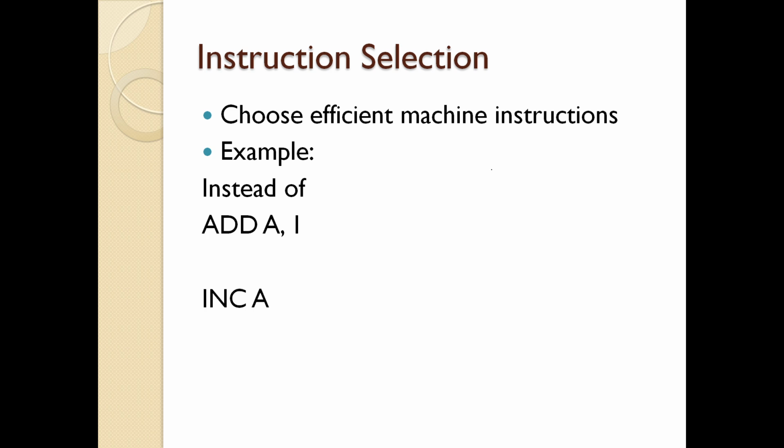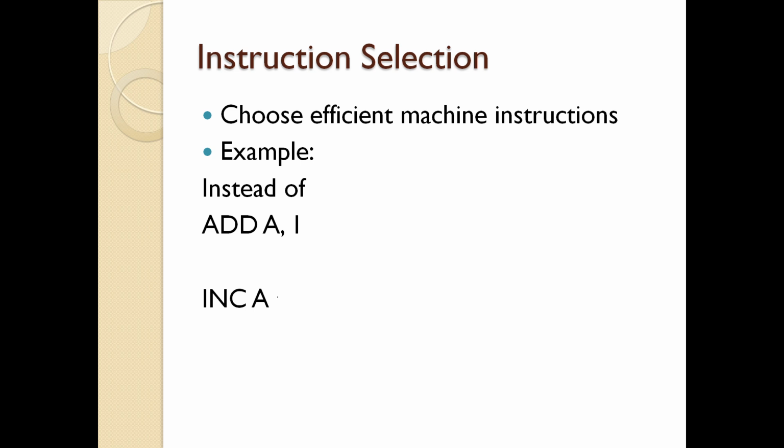The next one is instruction selection. The code generator must choose efficient machine instructions. If there is an instruction add a comma 1, instead of performing it directly, the compiler can cleverly replace this instruction with increment a. So the compiler should select the best machine instructions which are available. A poor choice increases the execution time.